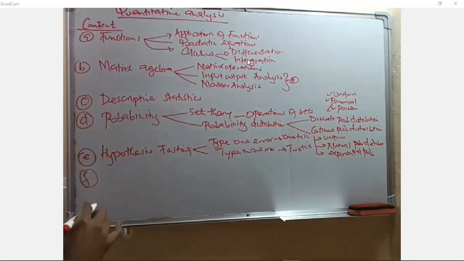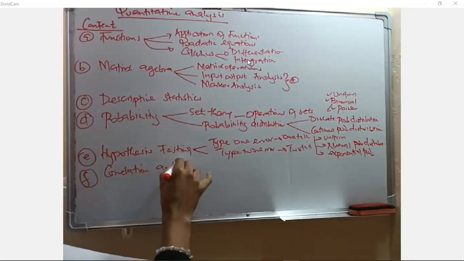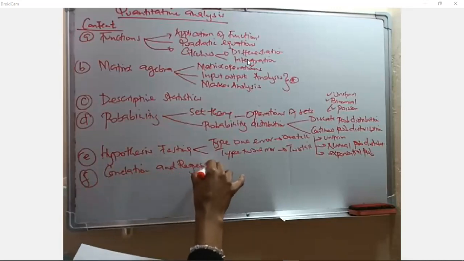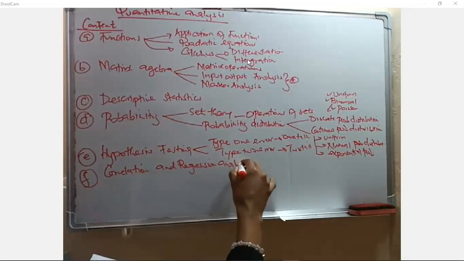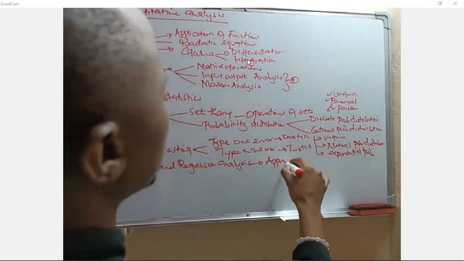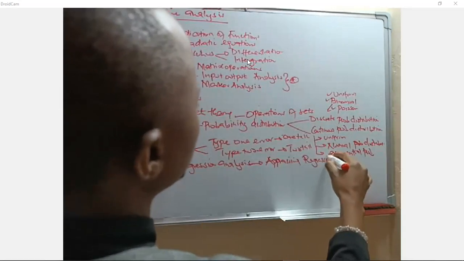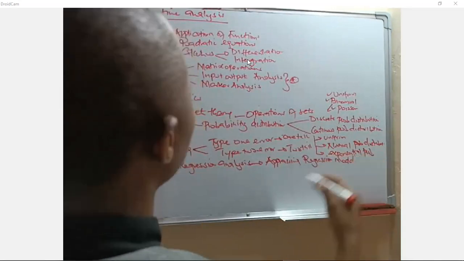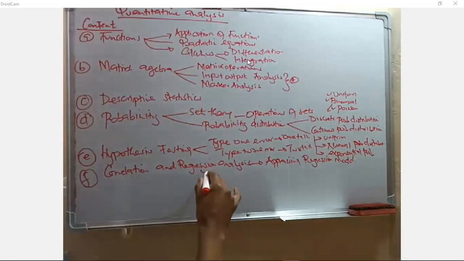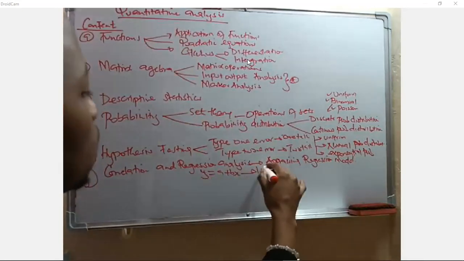Number F, we have to be looking at correlation and regression analysis. And one of the key important areas here which we are supposed to be focusing our attention on is appraising regression models. Remember the model that you're going to be formulating is supposed to be in the form of y = a + bx. They are supposed to be taking linear equations.